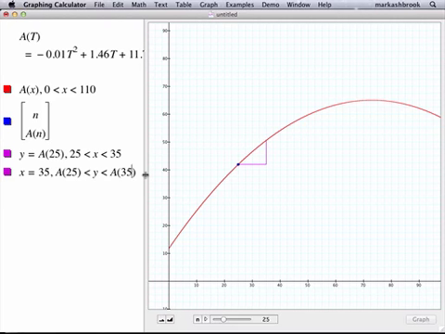Hopefully many of you were able to think about that and figure out that that's how we're going to get this. This change at x equals 35 starts at a y value of A of 25 and ends at a y value of A of 35. What is the length of that line? Somebody knew. What's the length of that line and what does it represent?